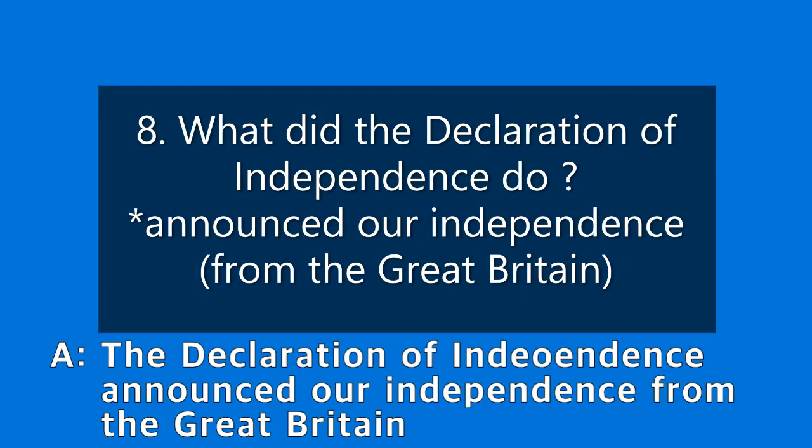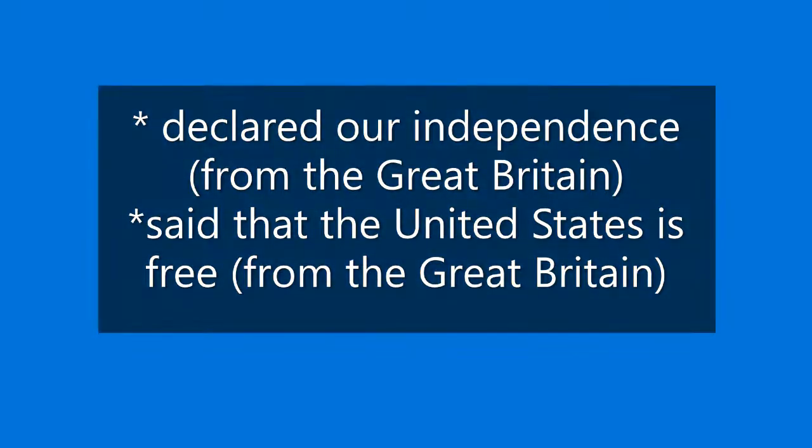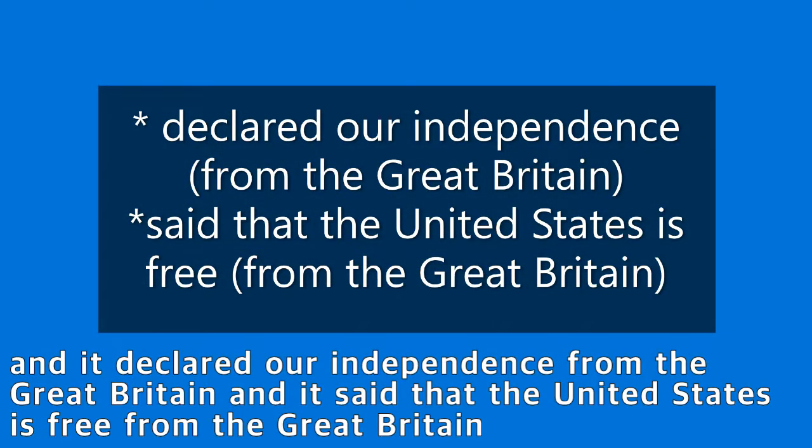Question number 8. What did the Declaration of Independence do? The answer: the Declaration of Independence announced our independence from Great Britain. And it declared our independence from Great Britain, and it said that the United States is free from Great Britain.